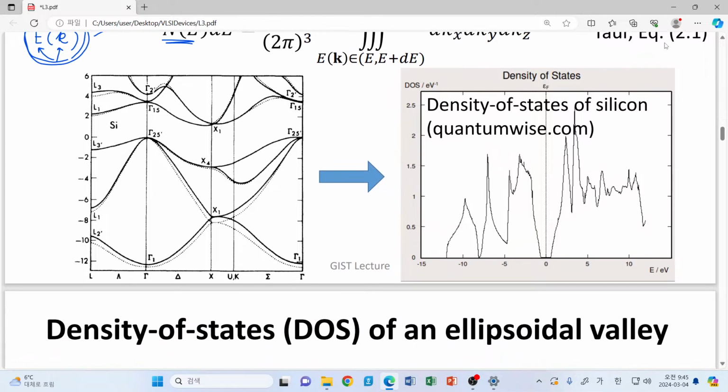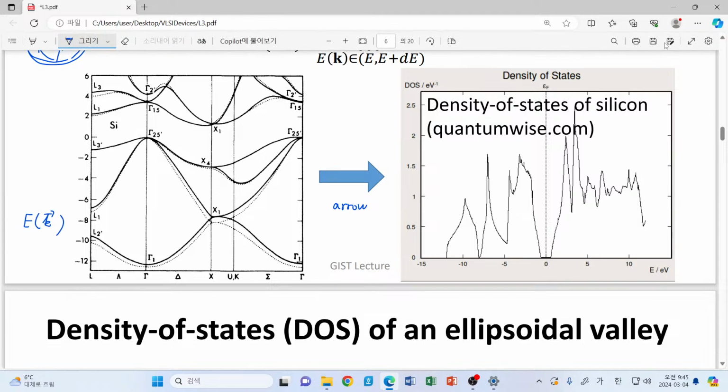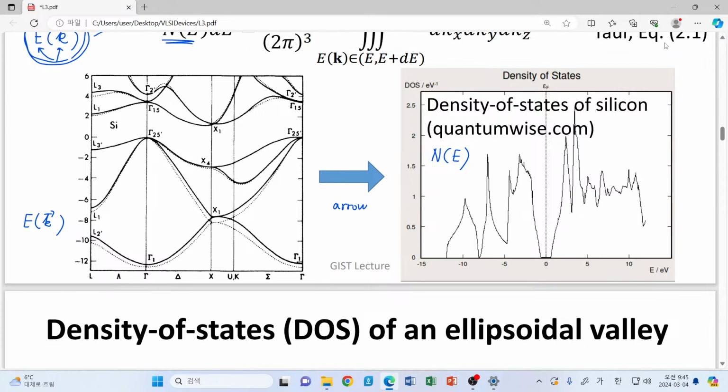So the reason why I have introduced this arrow means that this is the E-K relationship, and once you have the E-K relationship, you can immediately calculate the density of state out of it, just taking the number of your states corresponding to a certain energy range.